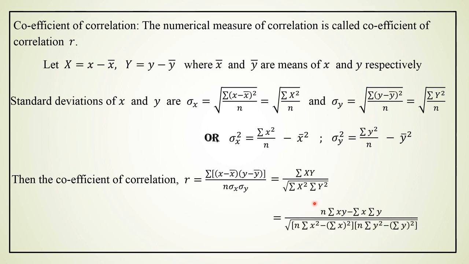Or else you can use one more formula which is given by n into summation of xy minus summation of x into summation of y divided by square root of [n into summation x square minus (summation of x) whole square] into [n into summation of y square minus (summation of y) whole square]. Depending upon the given data, you are going to choose the formula and calculate the coefficient of correlation.